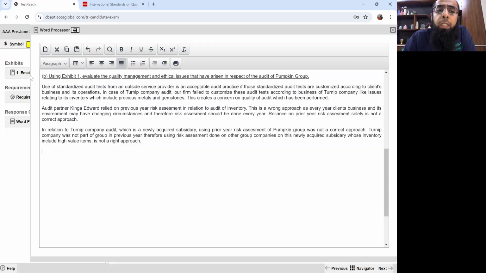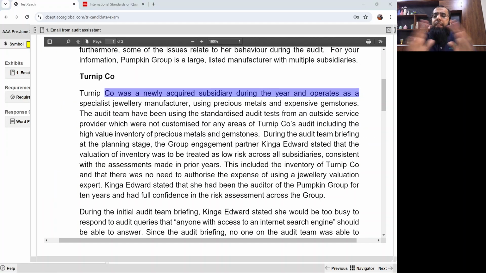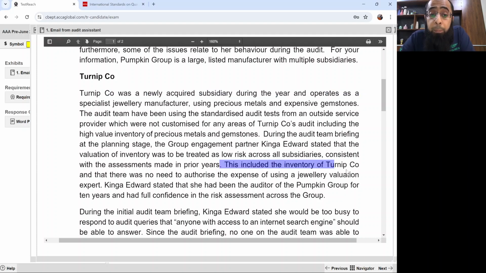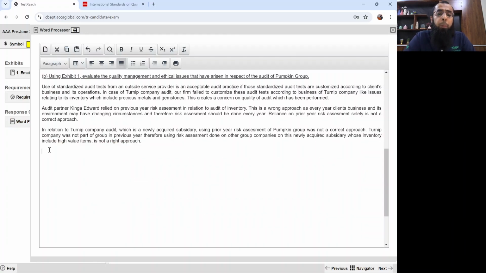Okay? See, when you are dealing with a question of quality control, you just have to be very much relaxed. Look at the scenario carefully, and whatever issue you identify, just write it down. Okay? Now, this included the inventory of Turnip Company and that there was no need to authorize the expense of using a jewelry valuation expert. See, this was also wrong. The valuation of jewelry is a technical work which cannot be done by the auditors themselves. So for that, an expert need to be engaged, and not authorizing an expense for using an expert was not a right approach.